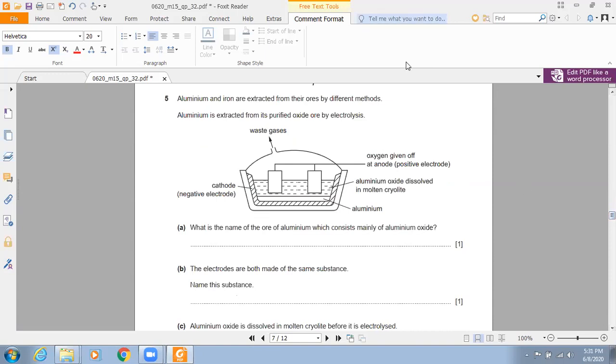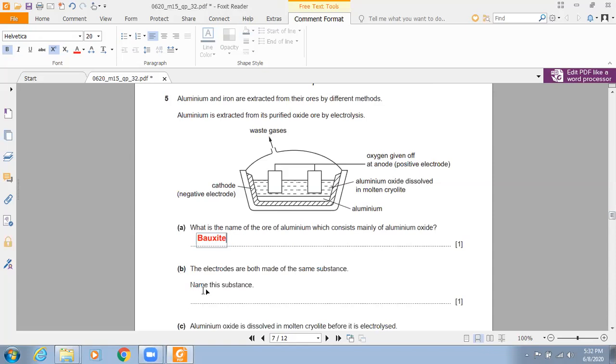Question number 5. What is the name of the ore of aluminium which consists mainly of aluminium oxide? So this is bauxite, right? You know the name. So I'm writing bauxite.